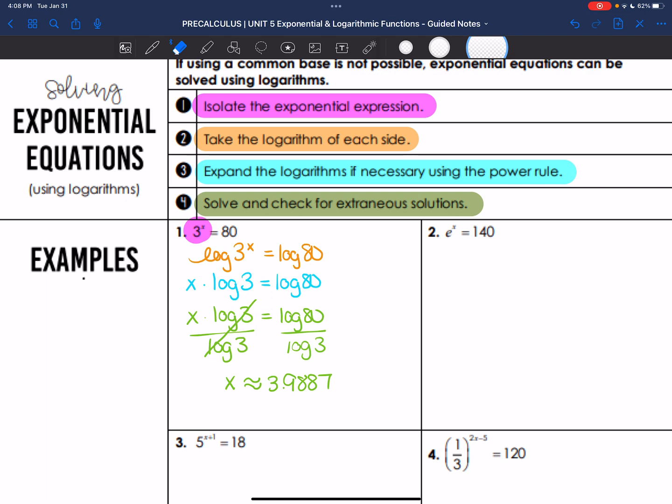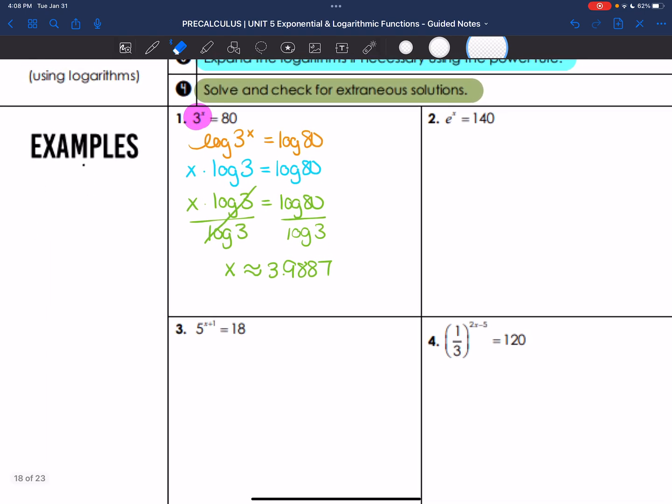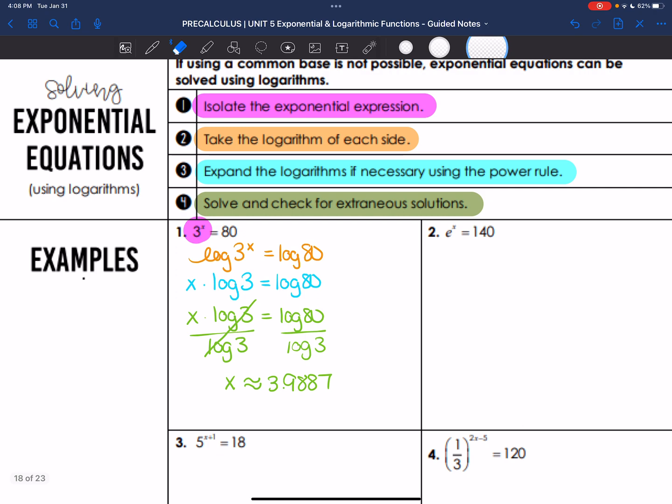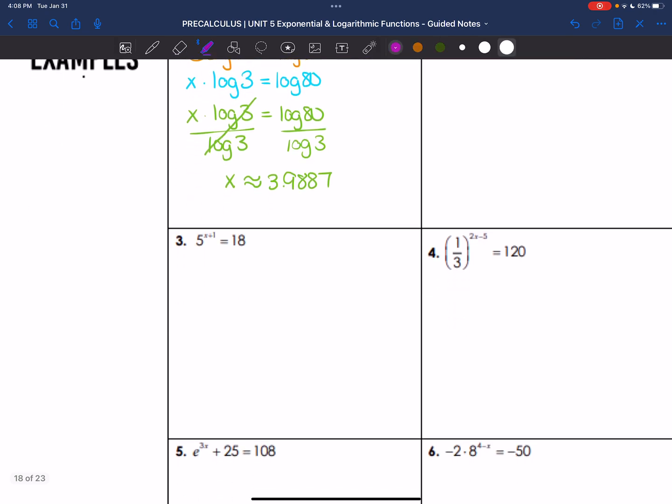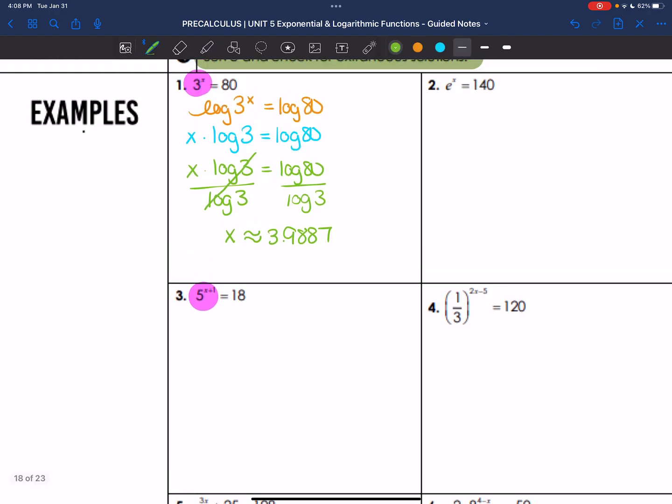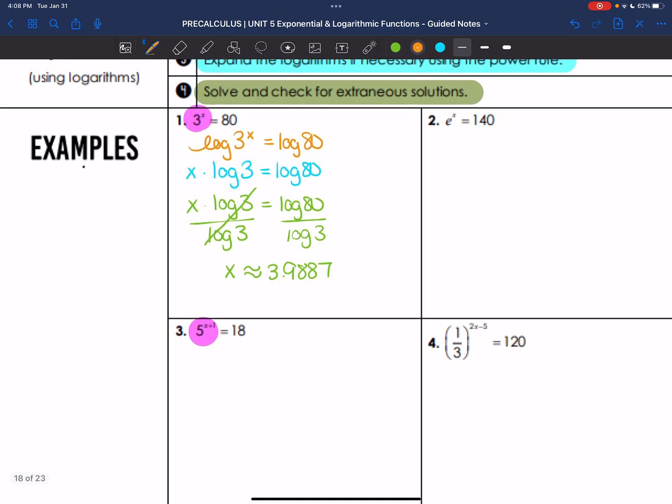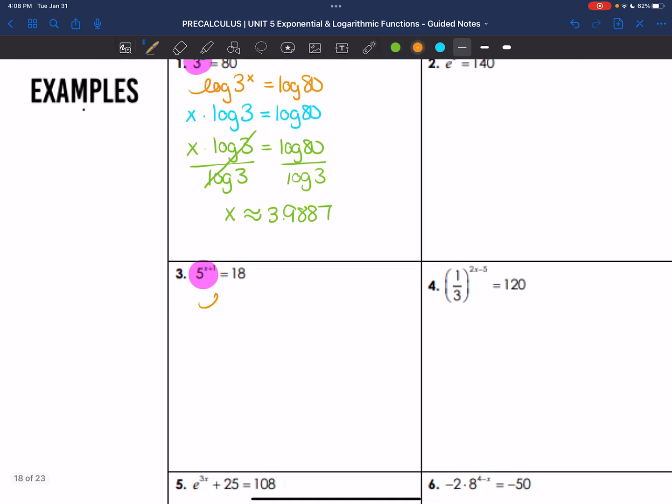All right, so in example number 3, we want to go ahead and begin by isolating our exponential expression, and that is already done, so we're good to go. So we'll begin step number 2, which is to take the log of each side. That looks like log of 5 to the x plus 1 power equals log of 18.